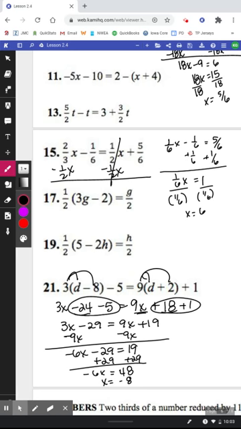So again, the biggest thing to remember is if you are combining like terms on the same side of the equals, do not change their signs. Don't do the opposites. But if you're trying to move it across the equal sign, that's when you do the opposites.